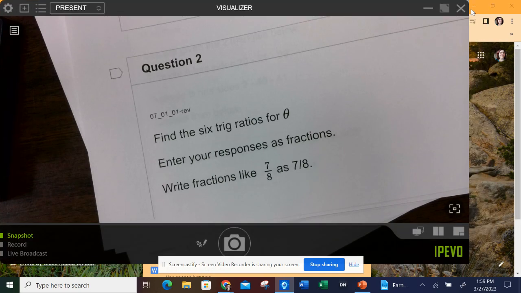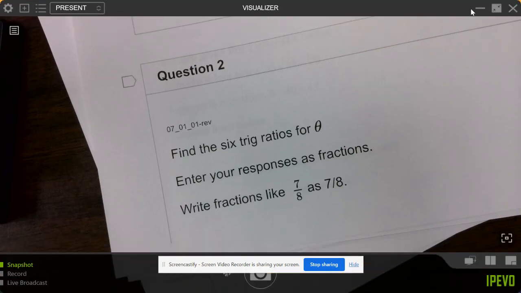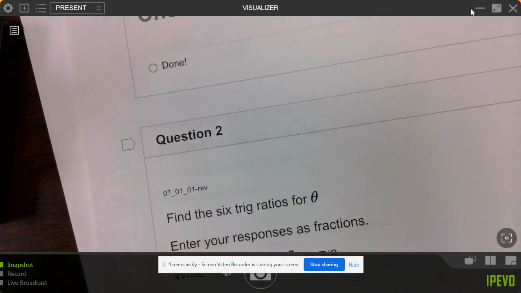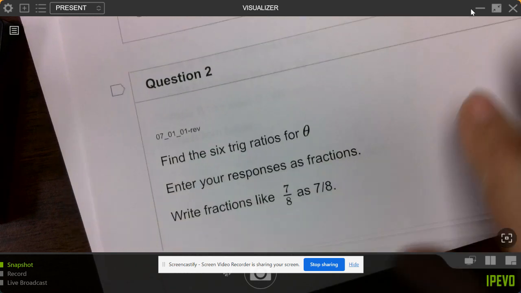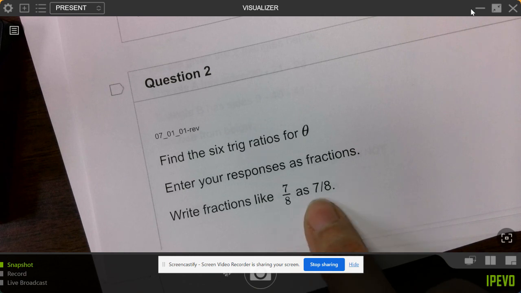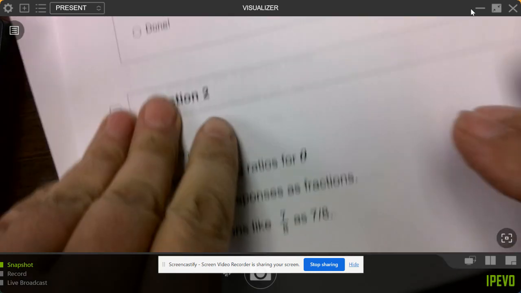Hello, so we're going to do the review for trigonometry. Okay, so it says find all six ratios for theta in fractions, right? They're fractions, everybody. 7 over 8, you just write 7/8.